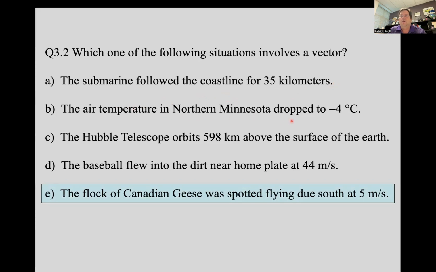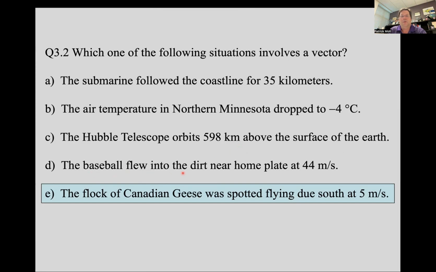Air temperature in northern Minnesota dropped to -4 degrees Celsius. Not a vector. It's just telling you what the temperature is at a location. Hubble telescope orbits 598 kilometers above the surface of the Earth. Well, there's a mathematical surface. There's a sphere that is 598 kilometers above the surface of the Earth, taking the Earth to be a sphere, but that is not a vector.